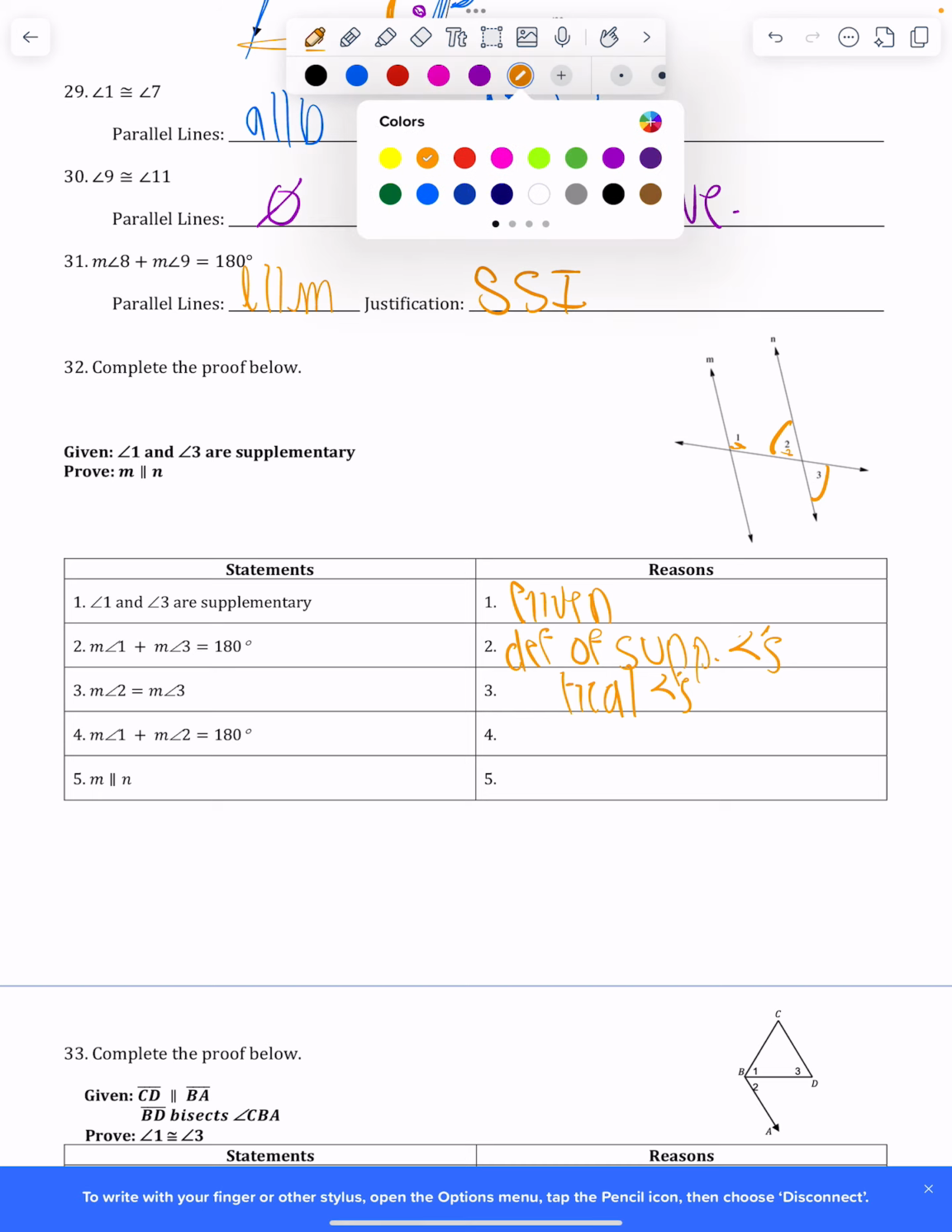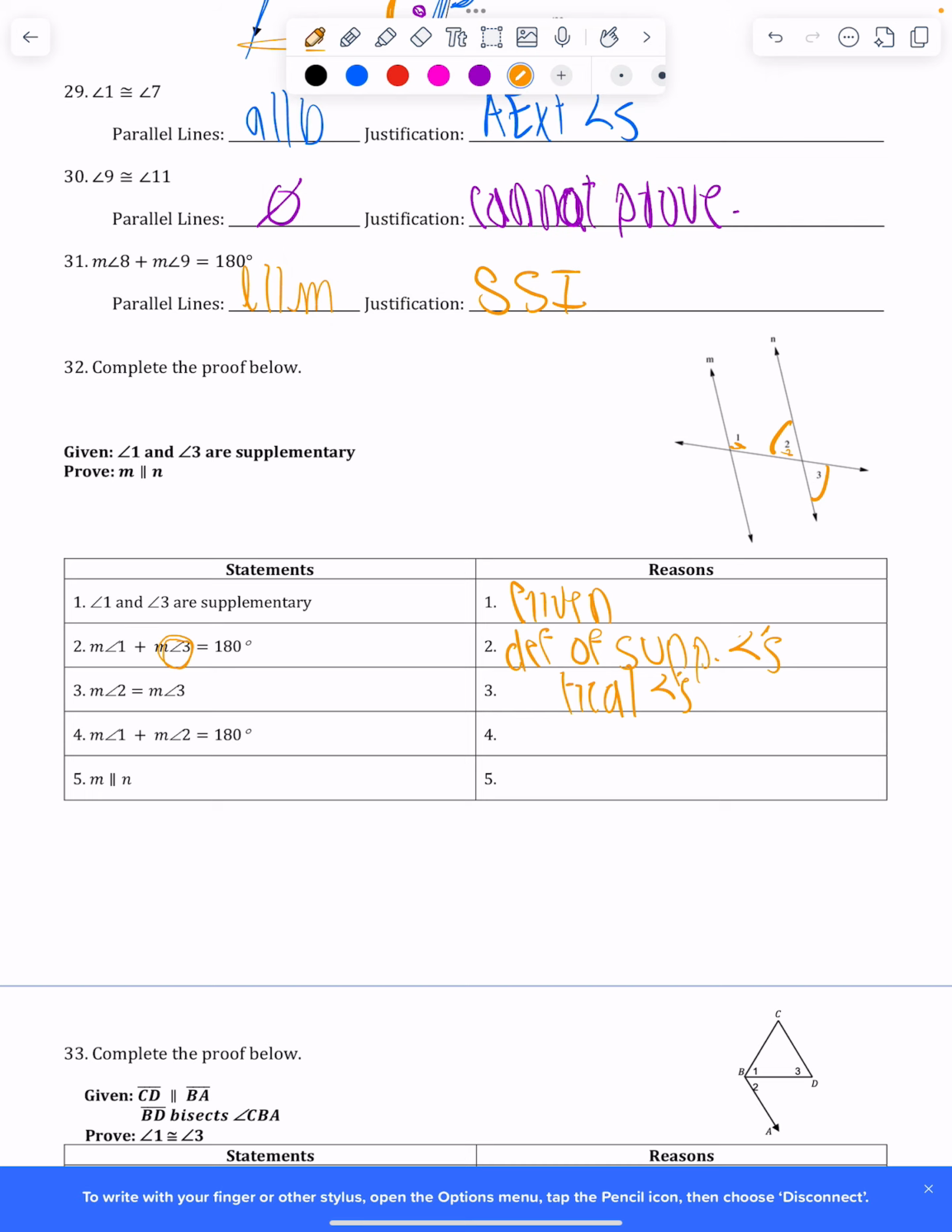What I'm going to say here is actually substitution, because I'm going to take this 3 and I'm going to replace it with 2 because I know 2 and 3 are congruent. So substitution. Okay, and now that I know that 1 and 2 together add to 180, right? I can say same side interior angles converse.